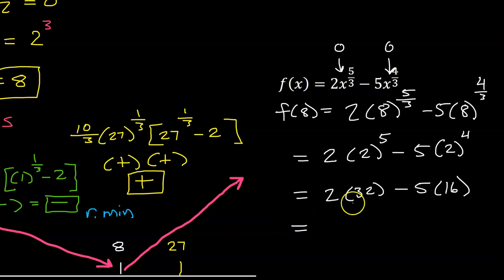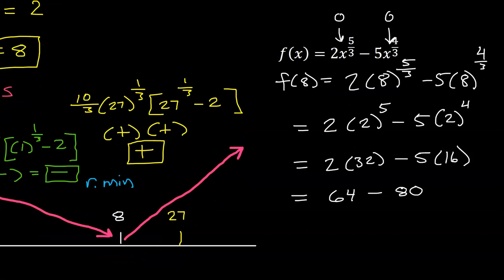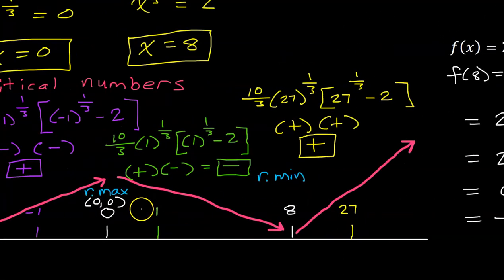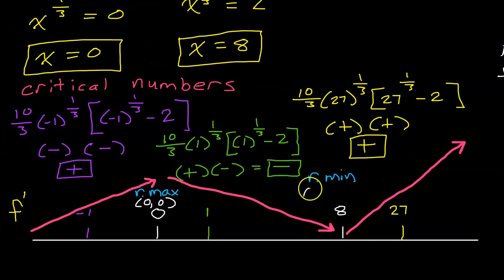So this is going to be 64 minus 80, which is negative 16. Which means that we have a relative min at 8 comma negative 16.